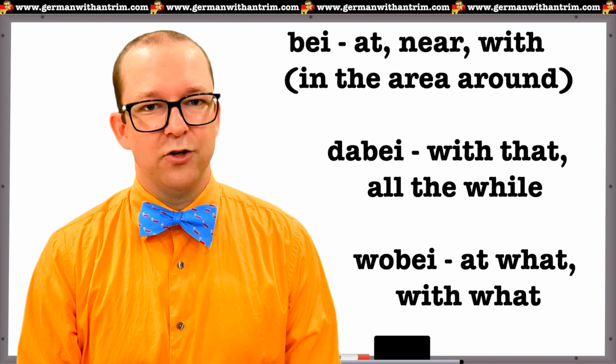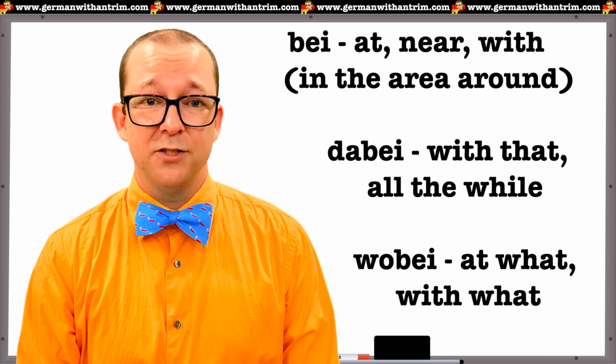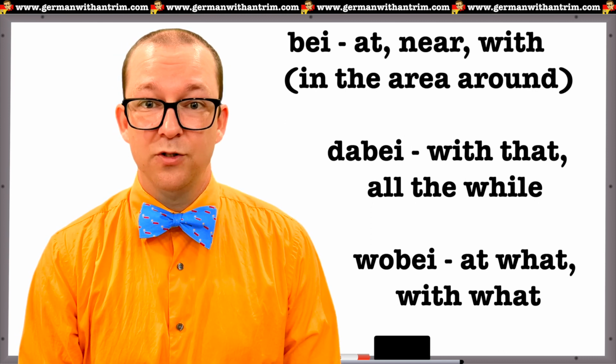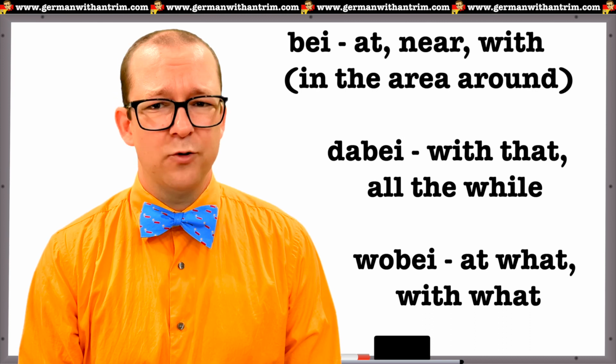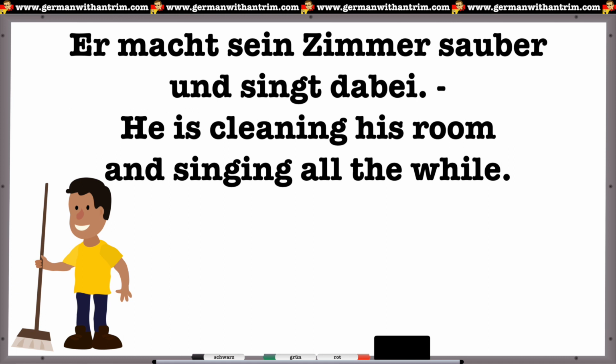This complicated nature often makes translating dabei and wobei difficult. The easiest translation for dabei is usually "with that," but even then the translation falls short. For example, Er macht sein Zimmer sauber und singt dabei. He is cleaning his room and singing all the while.